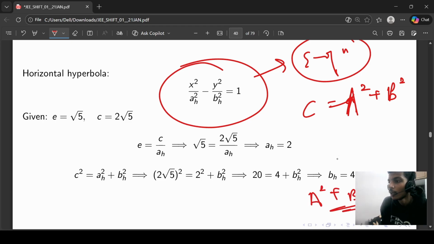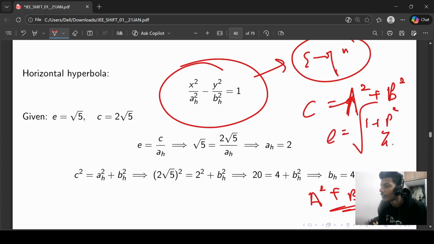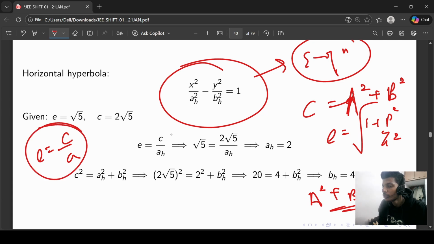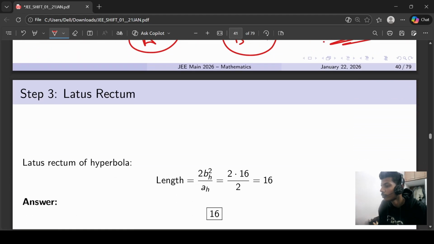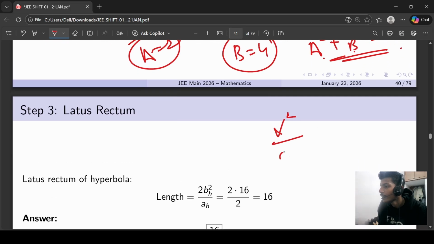Got it? Okay, we know about eccentricity. Eccentricity is equal to simply under root of b square plus a square. We can use this formula, or we can use that e is equal to simply c by a. By using this formula I can get the value of a, that capital A is coming at 2, and by using a square plus b square is equal to 20, I came to know that capital B is equal to 4. So I came to know about both the variables: x square by a, where a is equal to 2, minus y square by 4 is equal to 1.